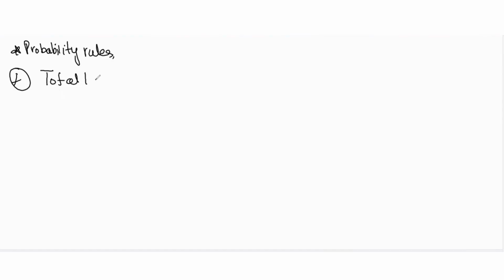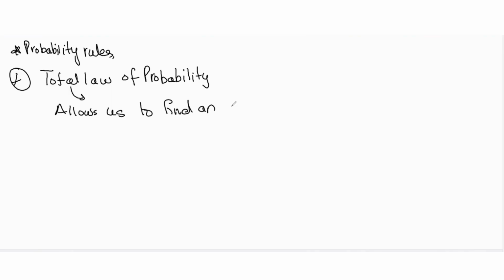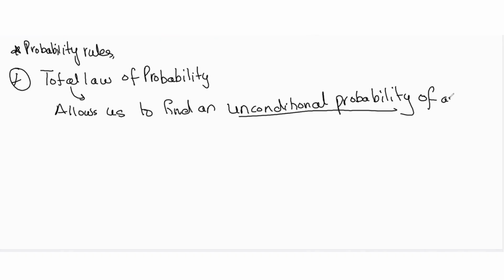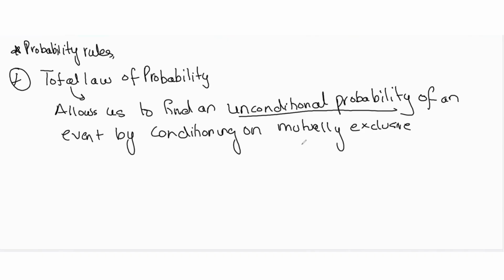Now let's look at where we use the total law of probability. Total law of probability allows us to find an unconditional probability of an event by conditioning on mutually exclusive and collectively exhaustive events. So this is the key. Where do we use total law of probability?